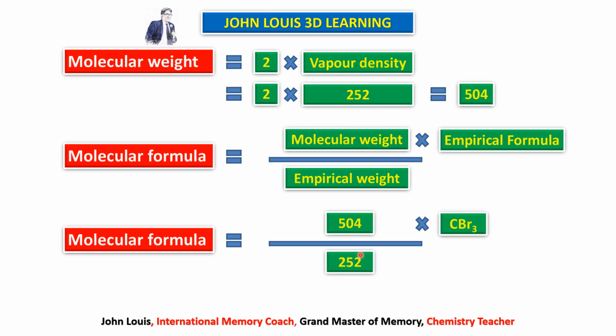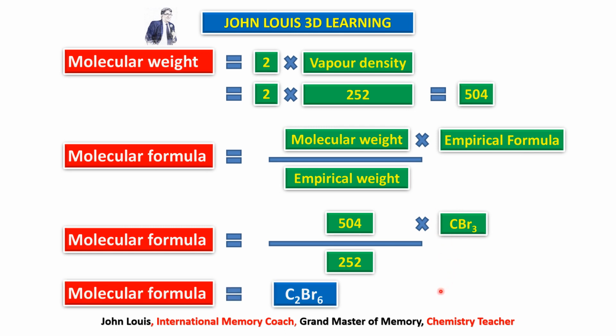If you simplify this one, 252 and 504, this will be 2 times. If you multiply 2 by C1Br3, every number should be multiplied by 2. Therefore, we will get C2Br6 as the molecular formula. Because 252, if you cancel out with 504, that is 2 times here. Therefore, 2 into CBr3 will be C2Br6. That will be the molecular formula. Therefore, the molecular formula of this compound is C2Br6. So easy if you understand the concepts, and very easily you can score full marks.